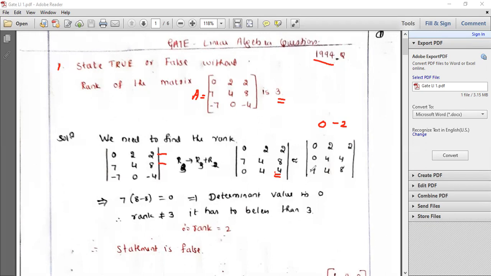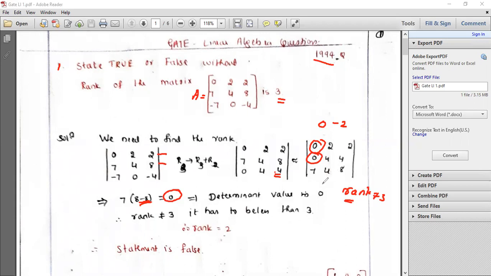So with respect to this particular column, 0 into anything will be 0, 0 into anything will be 0, only 7 will be left. If I take 2 fours are 8 minus 4 twos are 8, that means 8 minus 8, which is 0. That implies the determinant of this 3 cross 3 matrix is equal to 0, so the rank cannot be 3. If a 3 cross 3 determinant is non-zero, only then can we say that the rank is 3. Therefore clearly the rank is not equal to 3.